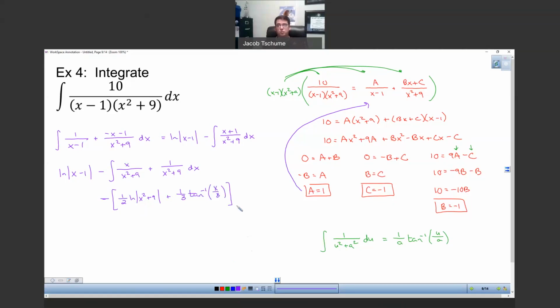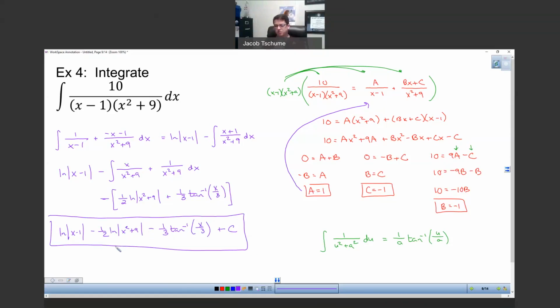That's why I said knowing those rules is vital, because they do show up a good bit in these later sections. All right, so let's put everything together for our final answer. This should be the natural log of x minus 1, and then don't forget to distribute the negative, minus 1/2 times the natural log of x squared plus 9 minus 1/3 times the inverse tangent of x over 3. And now that I'm done, this is an indefinite integral, so I will put a plus c on the end. And there's your first example of a case 3 partial fraction.